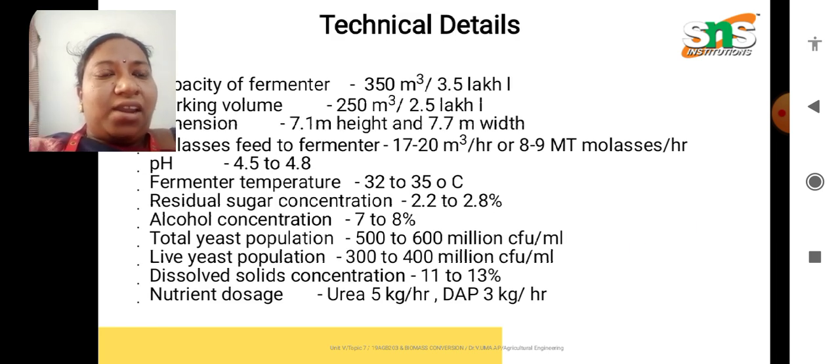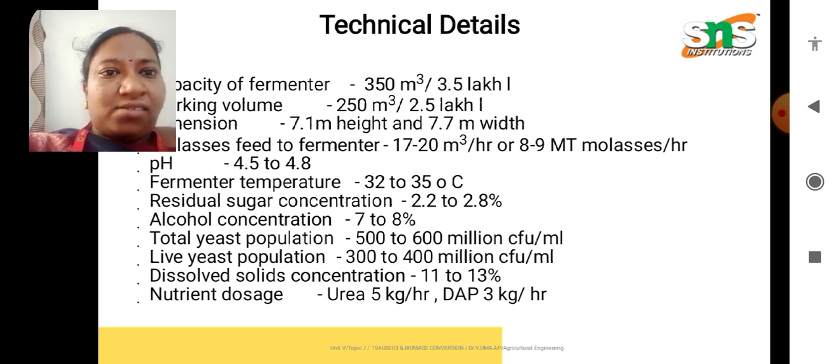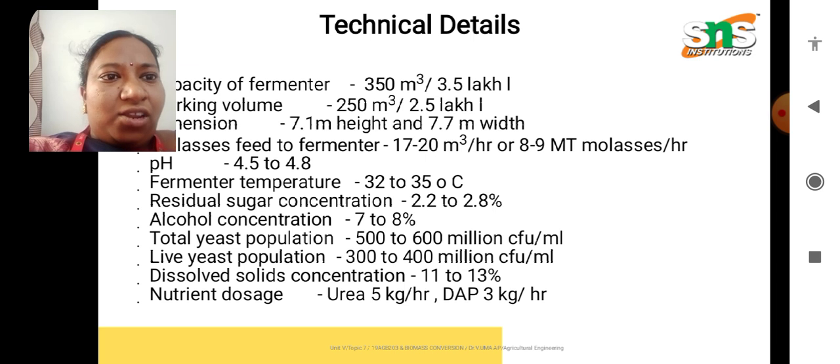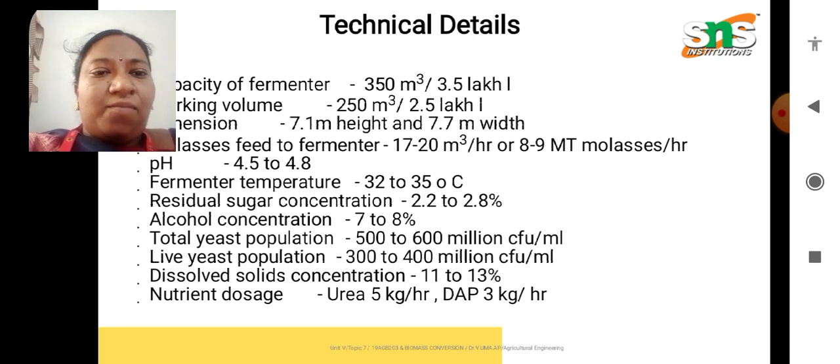fermenter. The fermenter capacity is 350 meter cube, that is 3.5 lakh liters. The effective working volume is only 250 meter cube, that is 2.5 lakh liters. The pH is 4.5 to 4.8. The pH of the molasses is acidic. The fermentation temperature is 30 to 35 degrees Celsius. Alcohol concentration is 7 to 8%.